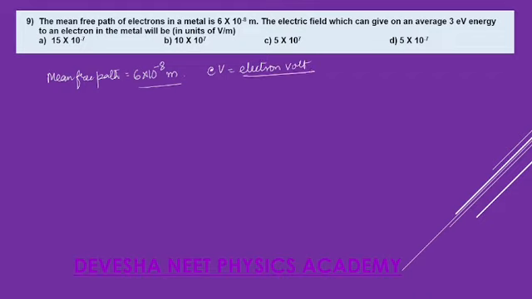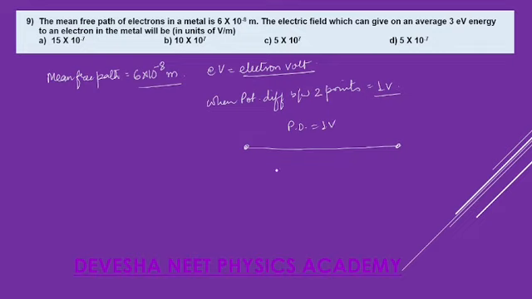Okay, so when the potential difference between two points is equal to 1 volt, okay, so imagine that these are two points here, and the PD is equal to 1 volt, then the energy required to take an electron from point A to point B, okay, that will be 1 eV.